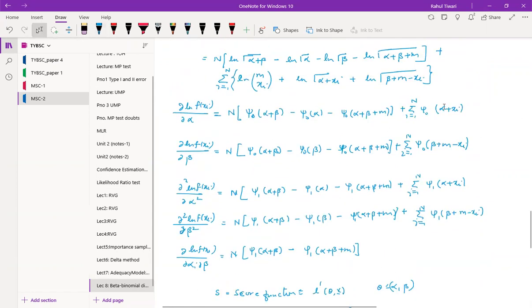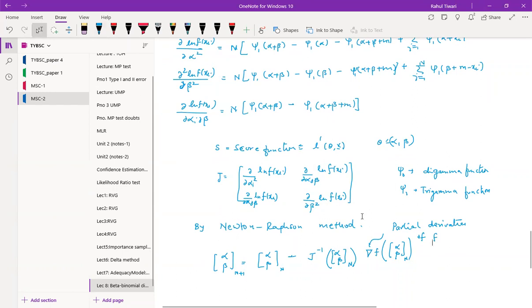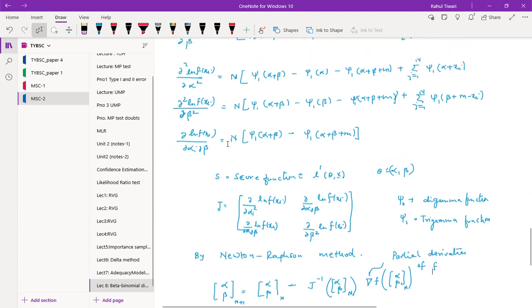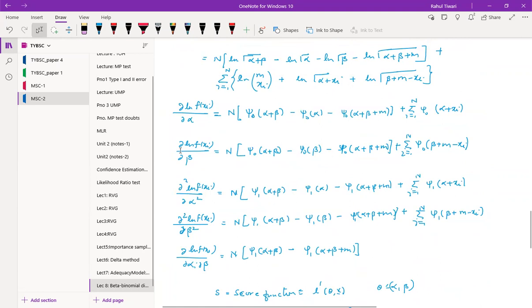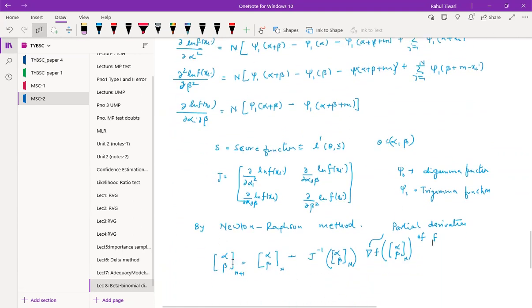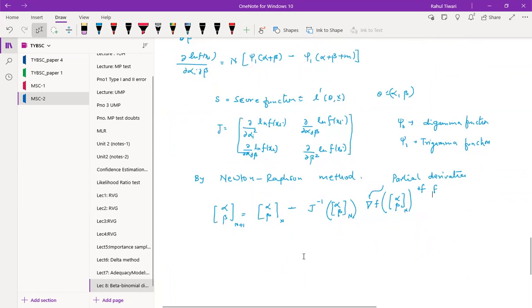So here, manually it is not possible to obtain these estimators alpha and beta, so we have to use the Newton Raphson method to calculate the alpha and beta using the initial values of alpha and beta. So we can consider the initial values of alpha and beta. J inverse, so this is the matrix. You can take the inverse of this, into the partial derivative of the alpha and beta. So this will give you the estimator of alpha. So this is the method. This is your ML.